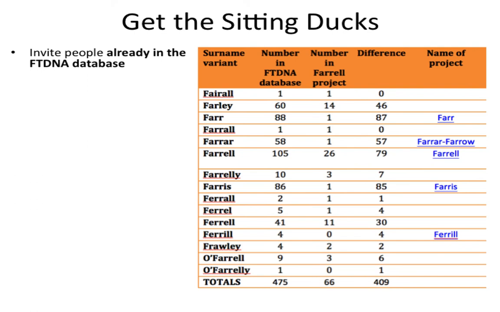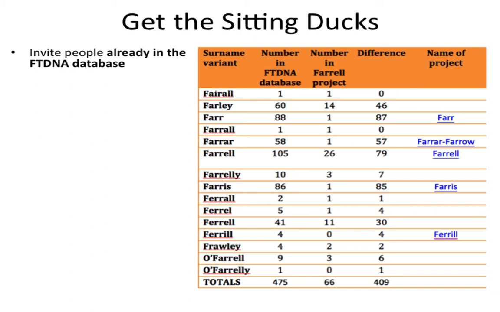In terms of recruiting, the first step is to get the sitting ducks, and this is why putting your variants in is very important. I took over the Farrell project recently. Here are all the various surname variants for Farrell. These are the numbers in the database. If we just look at Farrell, there's 105 Farrells in the Family Tree DNA database. Only 26 of them are in the Farrell project. 79 of them are not in the Farrell project.